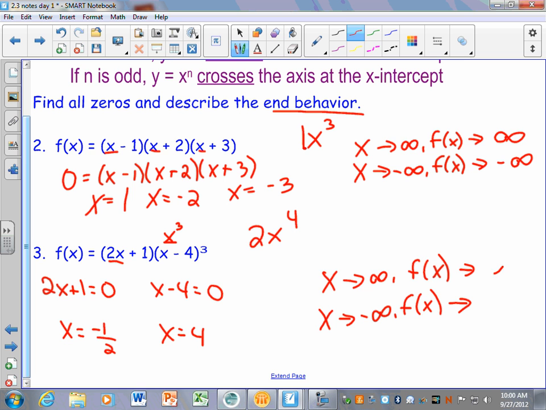Okay, they're both going to go to positive infinity. Even degree is the same way. Since it's positive, they both point up. So that's the really kind of thinking thing.